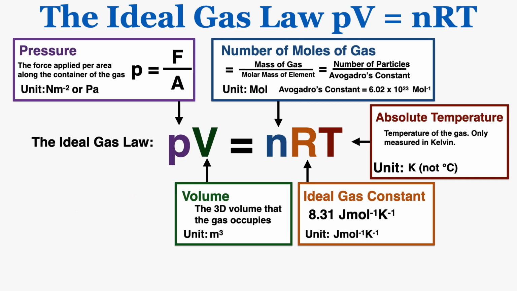This is the meaning of each variable in the ideal gas law. I'm going to go into each one in more detail, but for now you can see that the ideal gas law is telling us that the pressure applied by the gas multiplied by the volume that contains the gas is equal to the number of moles of gas times the ideal gas constant times the absolute temperature of the gas.